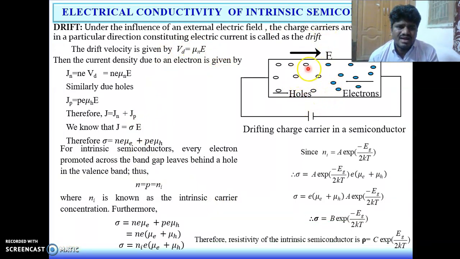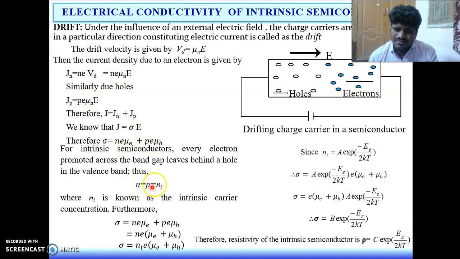Now, electrical conductivity of intrinsic semiconductor. We know that electrical conduction in the semiconductor is due to both holes and electrons. The density of current in the intrinsic semiconductor due to electrons we can write as Jn is equal to N e Vd. Similarly, due to the holes we can write Jp is equal to P e mu H. The total current density you can write J is equal to Jn plus Jp, and we know that J is equal to sigma E. Therefore, the electrical conductivity sigma is equal to N e mu E plus P e mu H.